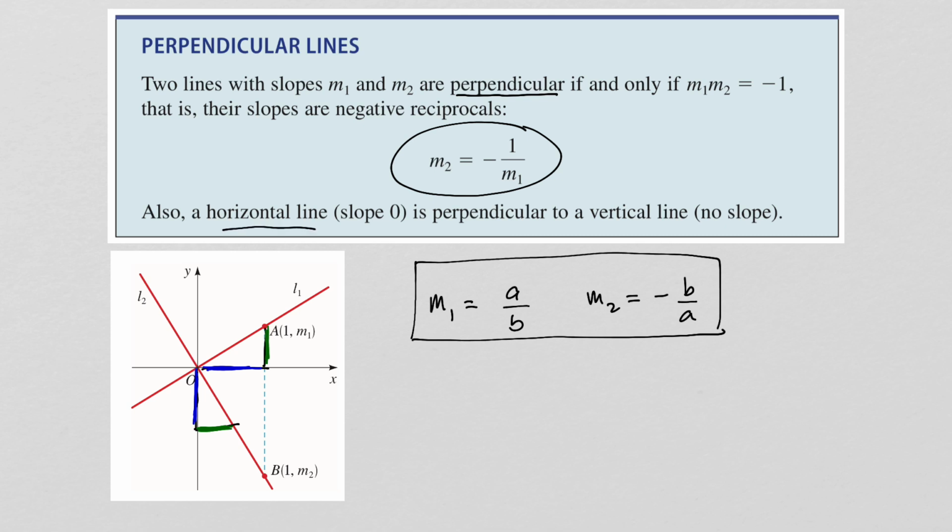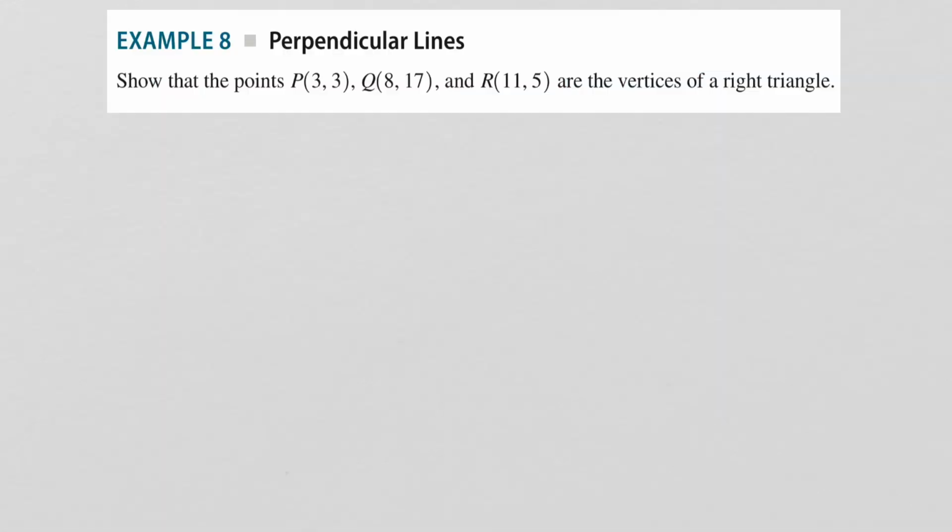Now, if you have a horizontal line, any line that's perpendicular to that will be a vertical line. So in other words, one line will have a slope of 0 and the other line will have no slope at all. This is a special case. So as our first example here, let's show that the points P, Q, and R are the vertices of a right triangle. All right, so to show this, we need to show that two of the lines meet to form a right angle. So we need to show that two of the lines are perpendicular to each other.